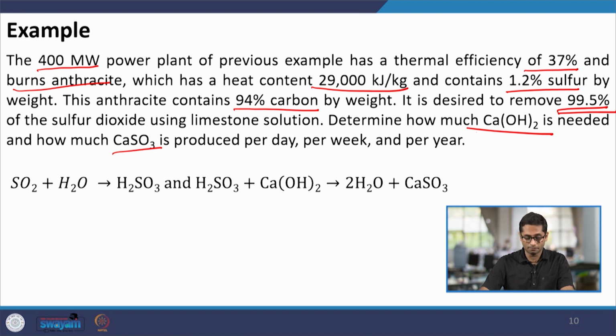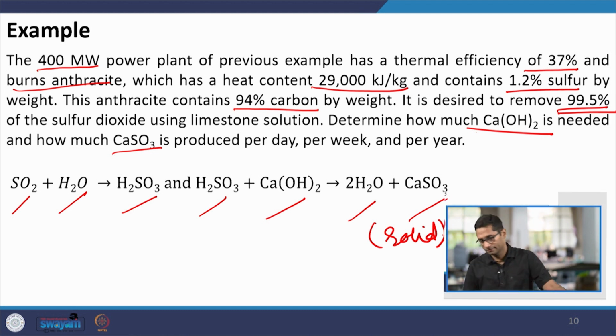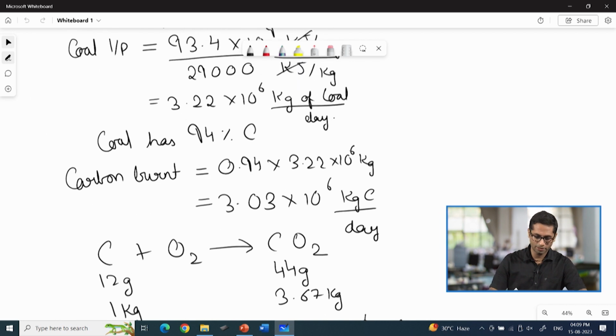The underlying equations would be SO2 reacting with H2O providing H2SO3, and further this H2SO3 reacting with calcium hydroxide to produce 2 molecules of water and 1 molecule of calcium sulfide, which is solid in nature and could be easily separated. So, let us move to the whiteboard to gain a better understanding. This was the calculation that we undertook.